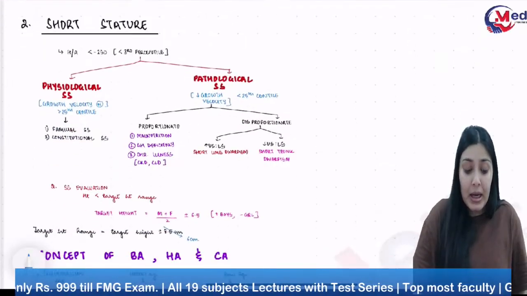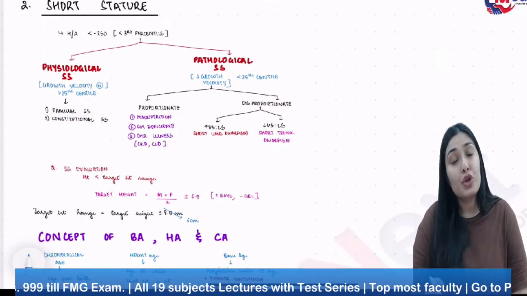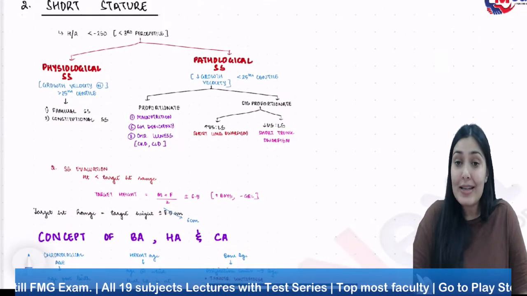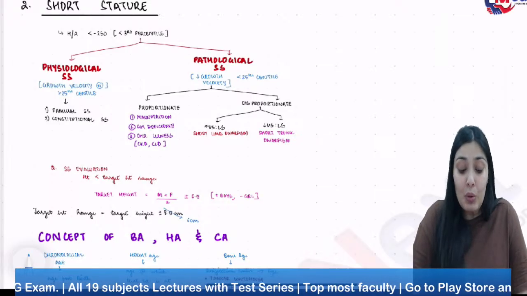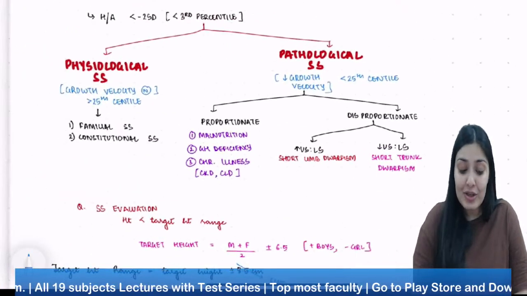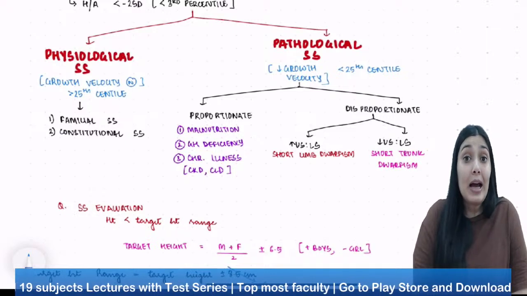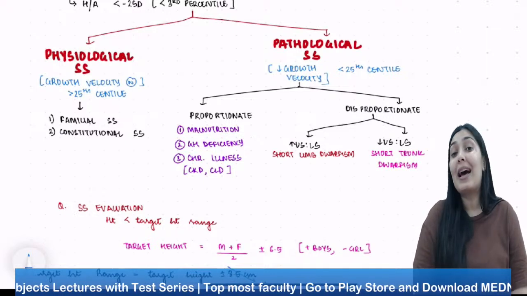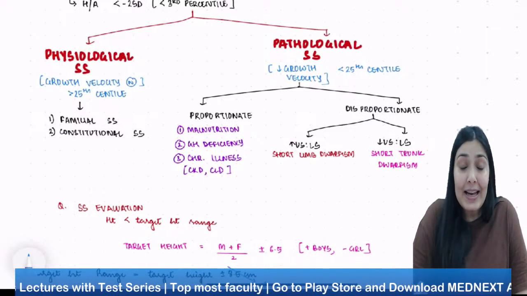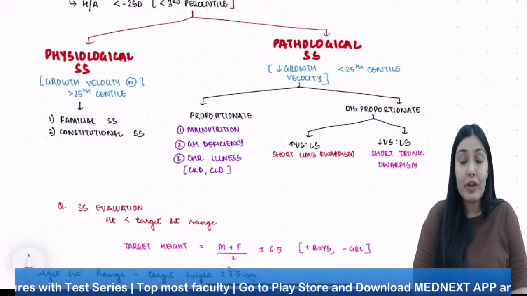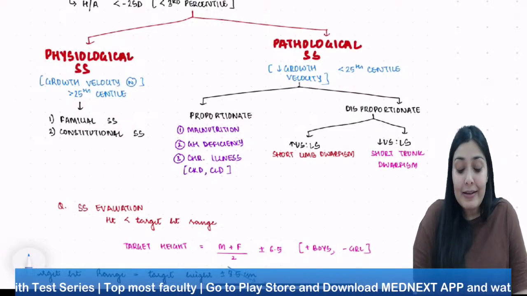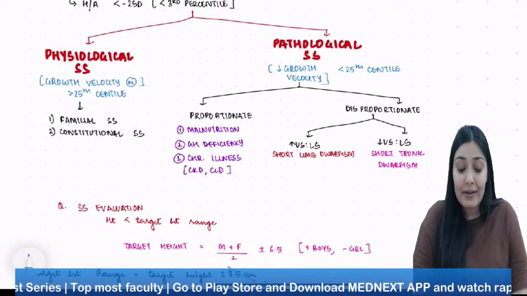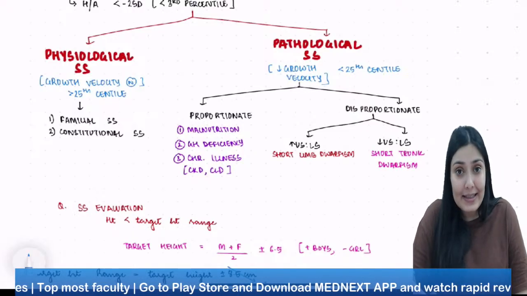Okay. Moving down to the next topic: short stature. What is short stature? Short stature is nothing but a short-heighted child. That means the height for the age of the child is less than -2 standard deviation or less than third centile.